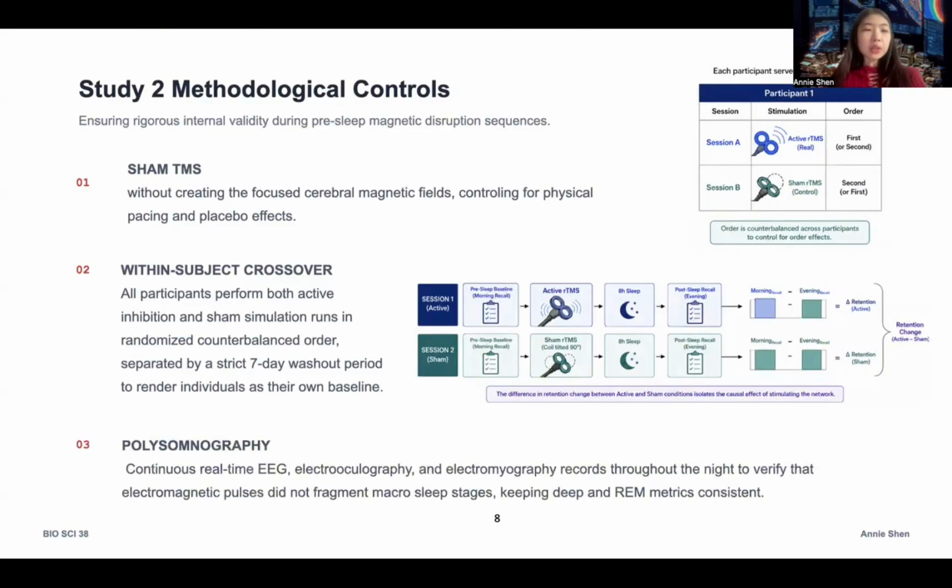Finally, sleep was monitored using polysomnography, including EEG recordings, etc. This ensures that any memory differences are not simply caused by disrupted sleep architecture. Together, these controls strengthen the causal interpretation of the findings.